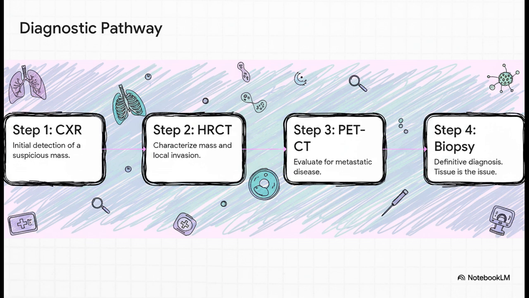It's a logical flow. You start with the chest X-ray, where you first spotted it. Then you get a much better look with a high-res CT scan to really characterize the mass. Next, a PET CT to see if it's gone anywhere else. But the final word, the definitive answer, comes from the biopsy. You've heard it before, tissue is the issue. For a central lesion, you'll go in with a bronchoscope. For a peripheral one, a CT-guided biopsy is the way to go.